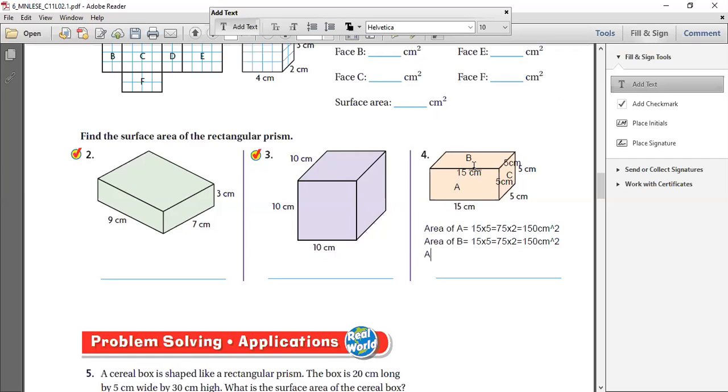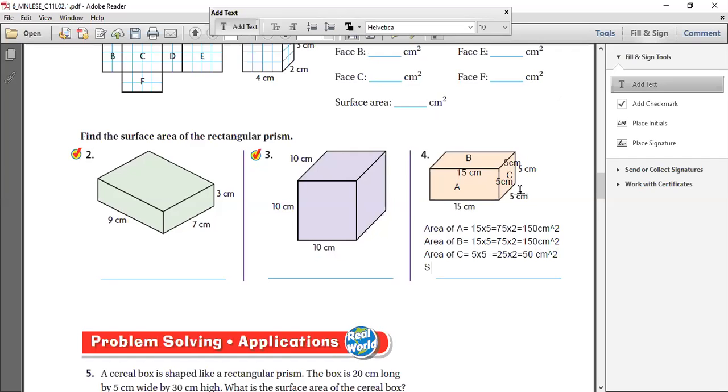Then area of C, that's the side. So we have two sides, the right side and the left side, right? So right side, how do we calculate it? The length is 5, the width is 5. So that's going to be 5 by 5, which is 25. Then are we going to leave 25 as it is? No, this is only for the right side. So for the left side also, we multiply by 2. We are going to be getting 50 square centimeters.